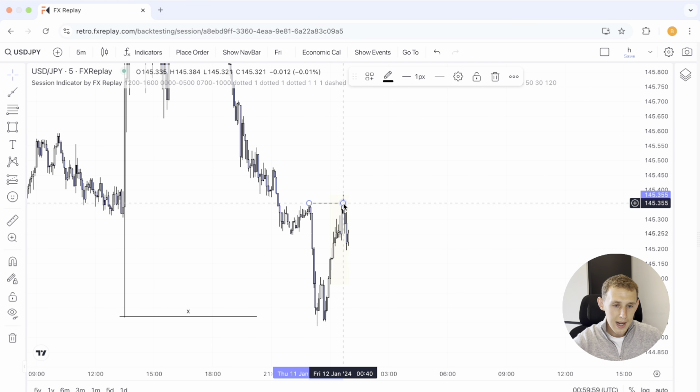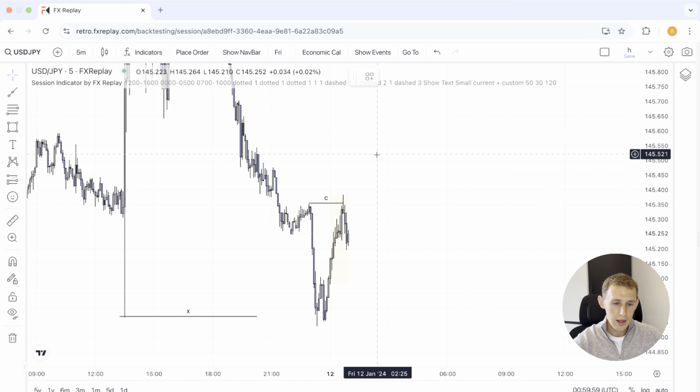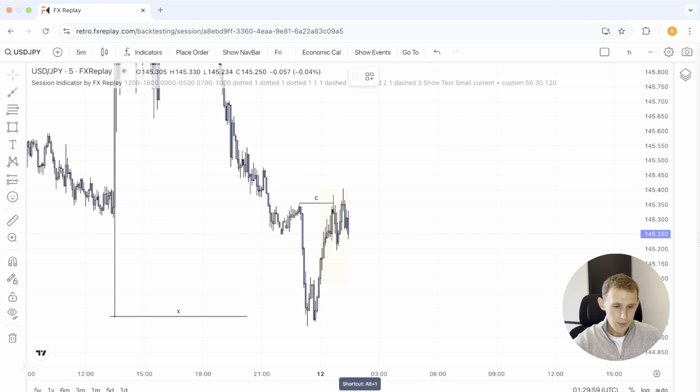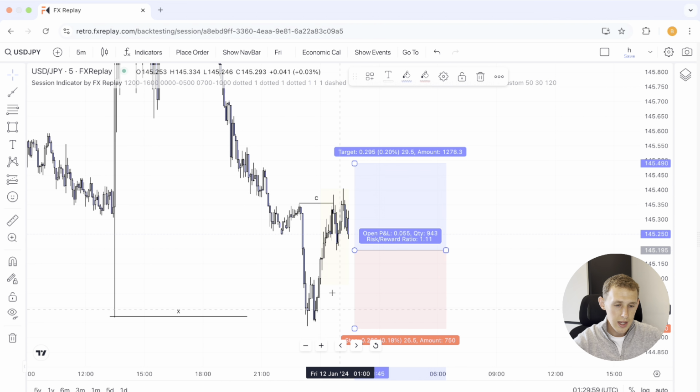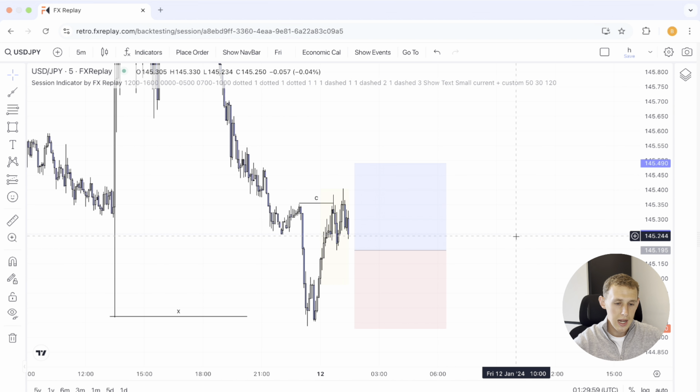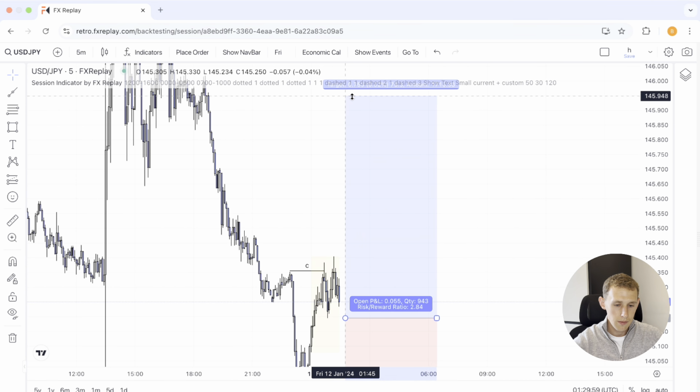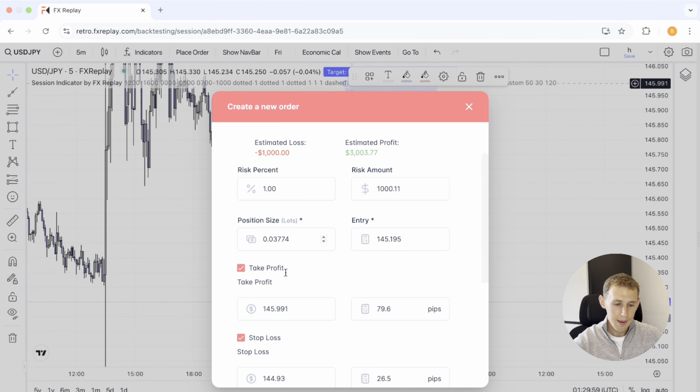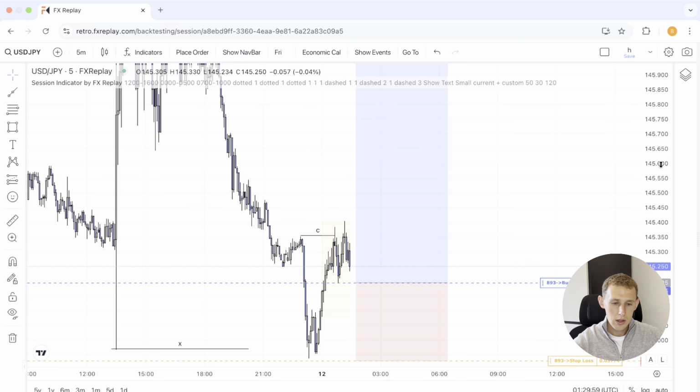This isn't quite valid because it hasn't closed above. I need to see a closure above this level. Okay, there we go. So we got a closure above. I'm happy to enter anywhere in this whole imbalanced region with a slightly bigger stop, and we'll go for a 1 to 3 again, as always.